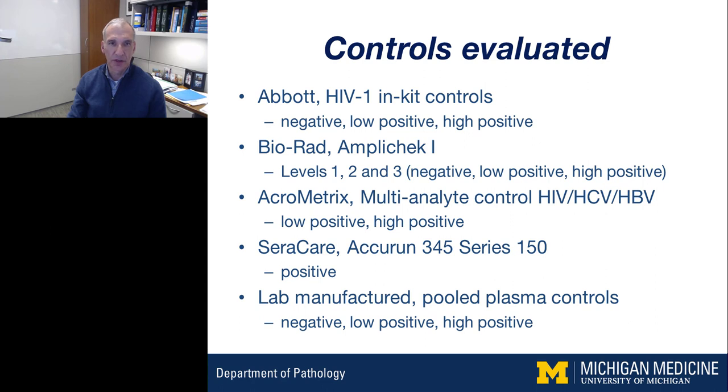So the different controls that were used were, as I mentioned, our assay was an HIV assay from Abbott. So we had the kit controls provided by Abbott, a negative, a low, and a high positive. We also had a product from Bio-Rad that they provided for us, the AmpliCheck 1 product, which has negative, low, and high positive controls for multiple analytes, including HIV. Acrometrics has a multi-analyte control that is HIV, HCV, and HBV, low and high positive.